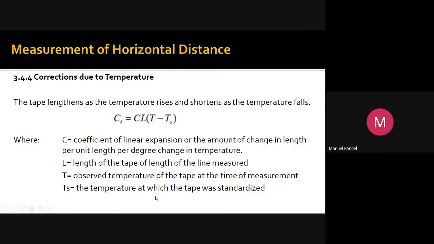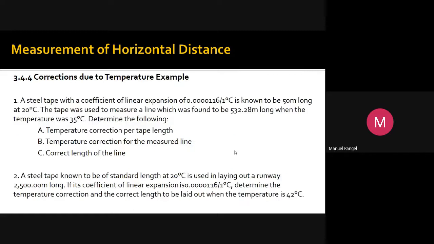So standardized na temperature sa tape. So dapat pa kuhaon ang temperature sa tape, no? During measurement. So dapat na dala-dalang thermometer during survey. Okay.